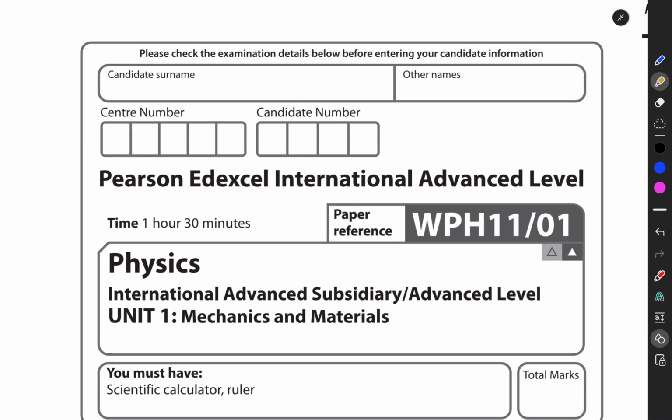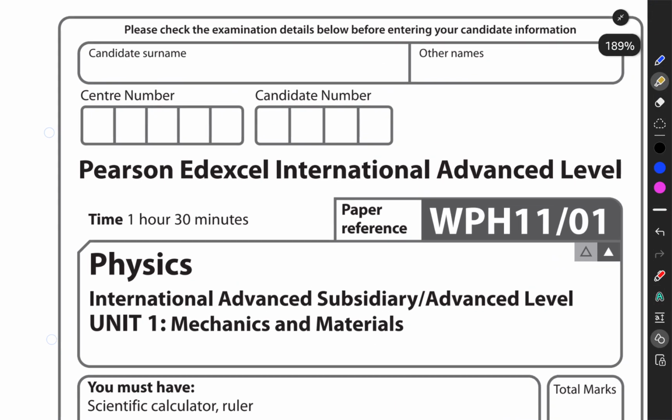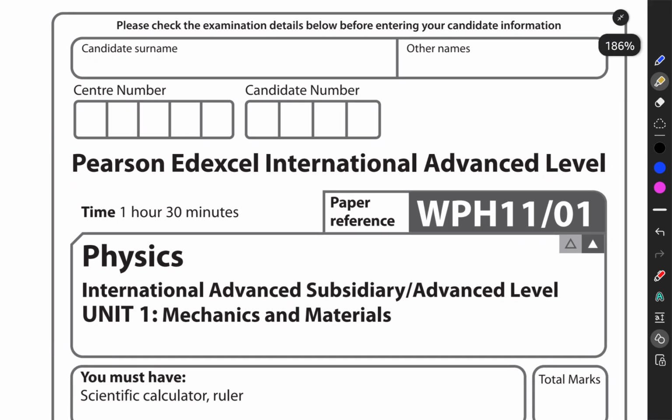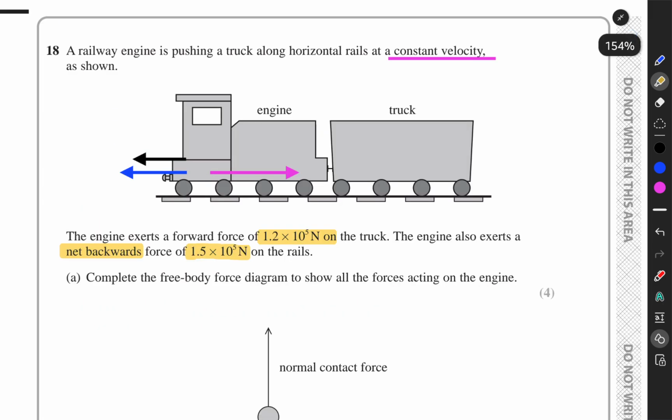Assalamualaikum. This is the Edexcel International IAS Unit 1, October 2022 past paper, and today I'm going to give you detailed solutions of question number 18. It's a tricky question, so here we go.